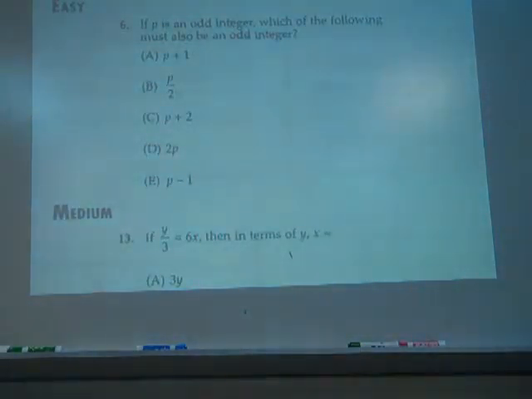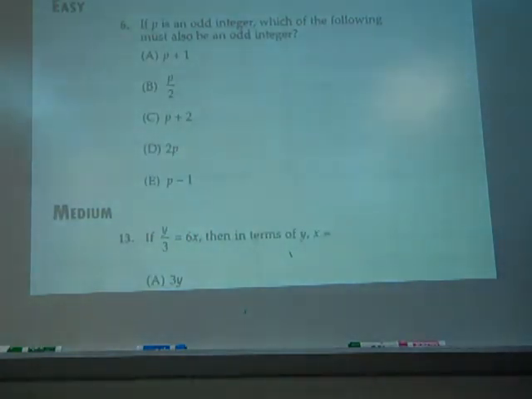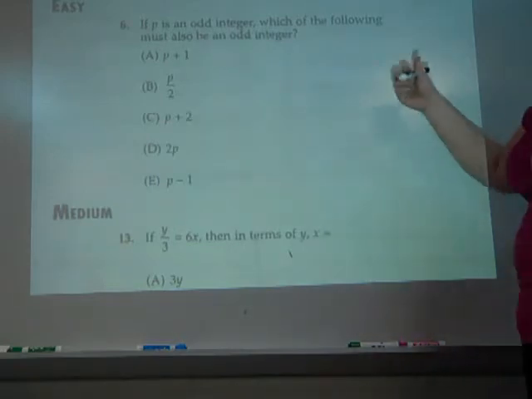Okay, so let's look at this first one. It says if p is an odd integer, which of the following must also be an odd integer? Some of these words you might not be familiar with, you might have forgotten what they mean. We are going to review some of this stuff. Right now we're just focusing on this first strategy. So if there's some things you don't remember, we are going to go over them.